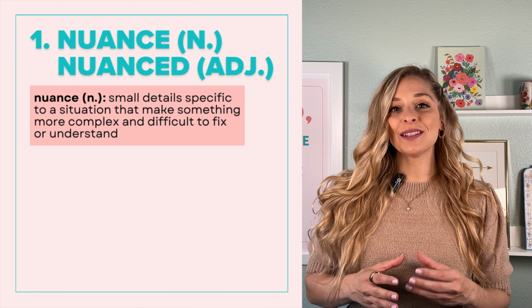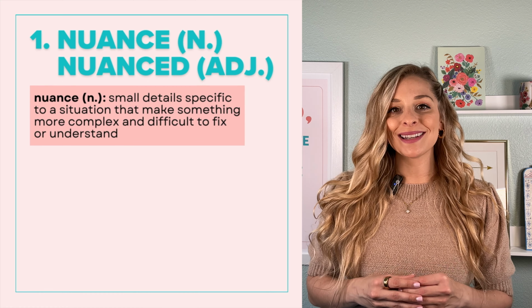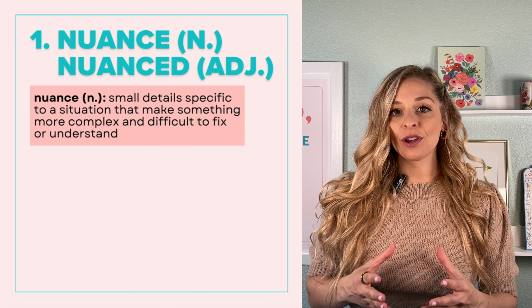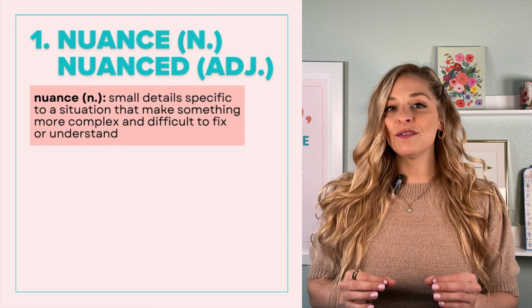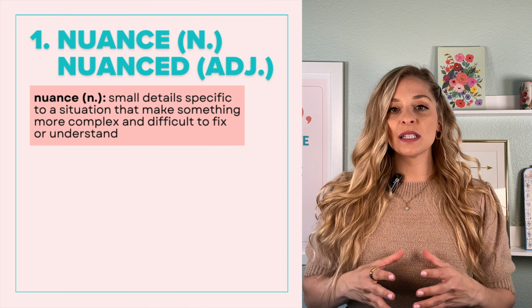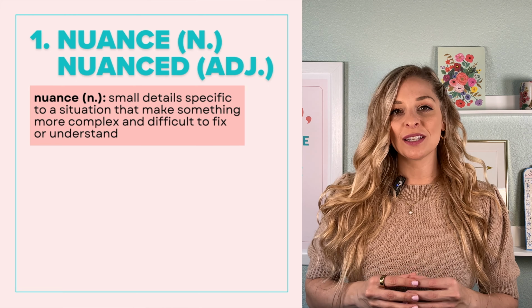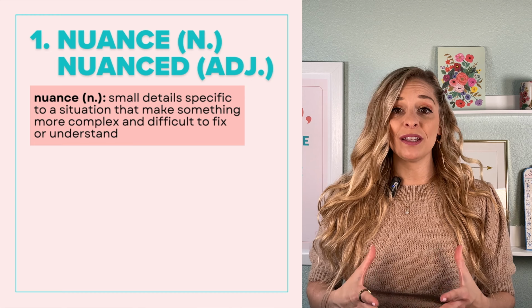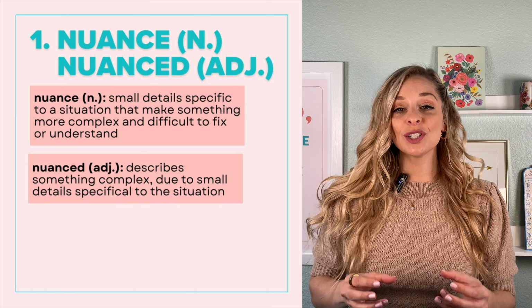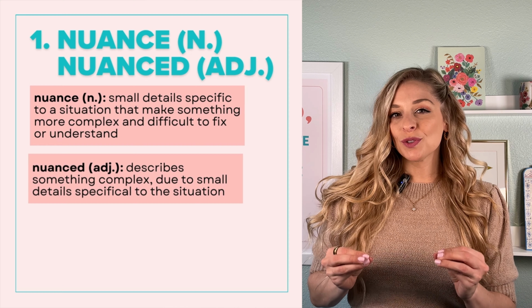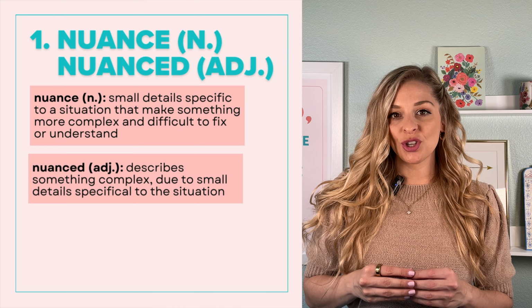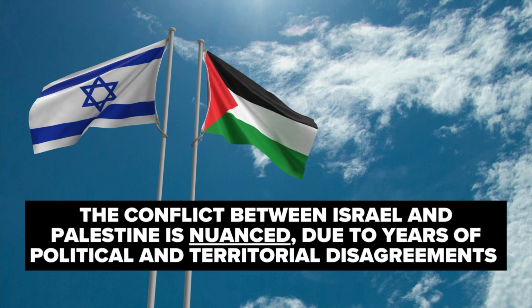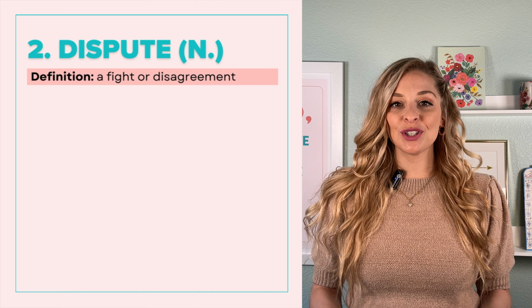Our first word is nuance as a noun and nuanced as an adjective. Many people describe the conflict between Israel and Palestine as a very nuanced topic. The word nuance means a small detail specific to a situation that makes it more complex and therefore difficult to fix or even understand. And the adjective nuanced describes something that is complex due to small details specific to that situation. So in a sentence we can say, the conflict between Israel and Palestine is nuanced due to years of political and territorial disagreements.